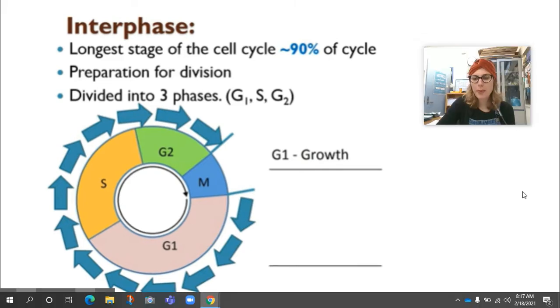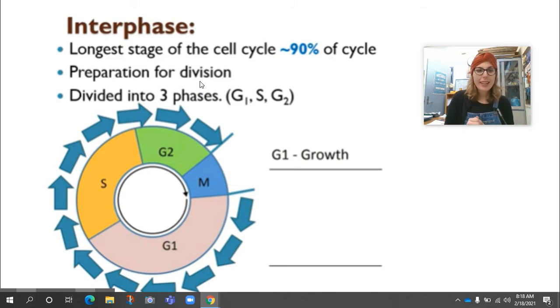So let's talk a little bit more about interphase. Interphase is the longest stage of the cell cycle. It takes up about 90% of the cycle. So really the cell for the majority of its cell life is going to be in interphase. During interphase, it is preparing for division. It is getting ready to split in half, and it has to have a whole bunch of things set up and ready to go before the cell can enter mitosis and actually start the process of dividing.